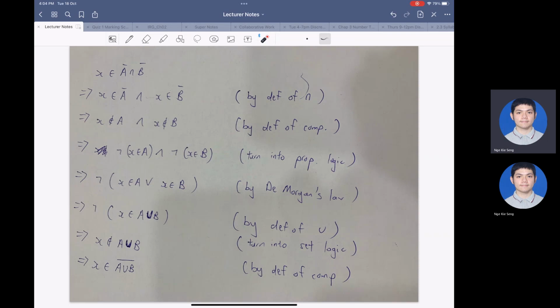Because this is actually automatic, so why do you write this step? There should be a reason why you write the step. I'm not asking you to write a sentence there, just say by what, by definition or by some law, De Morgan's law, by definition. That's all. No need to write a whole paragraph.